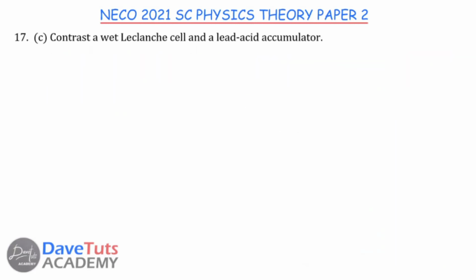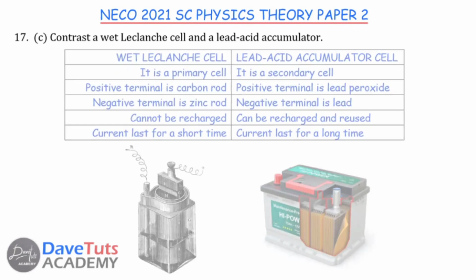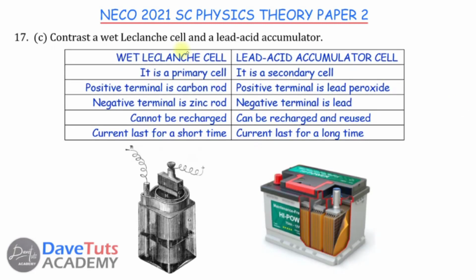Here in this question, we are to contrast a wet Leclanche cell and the lead acid accumulator. So here is the tabulated differences. If you want to compare, maybe any 2 or 3 will be sufficient.